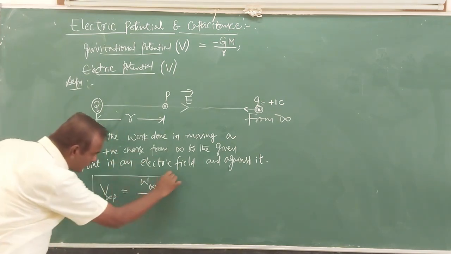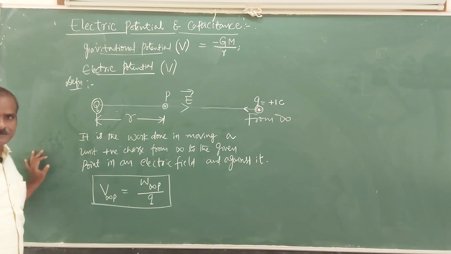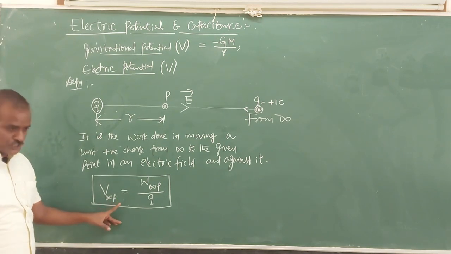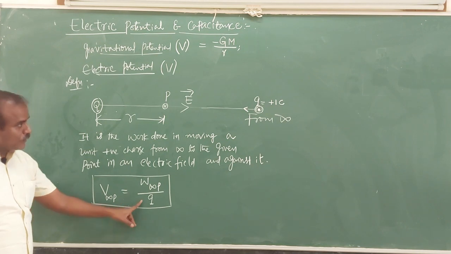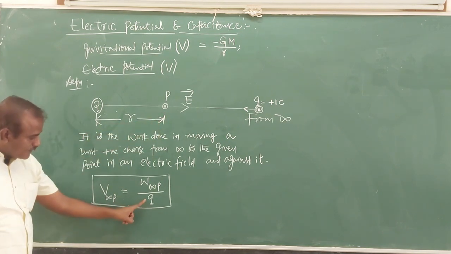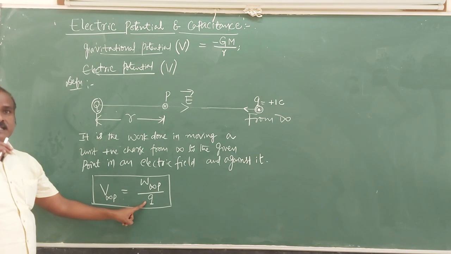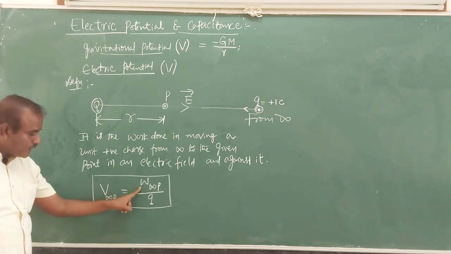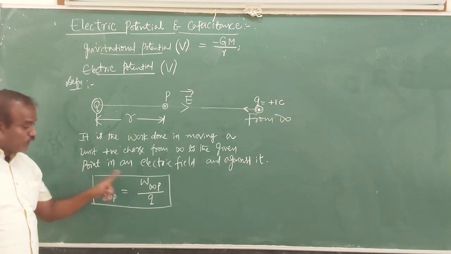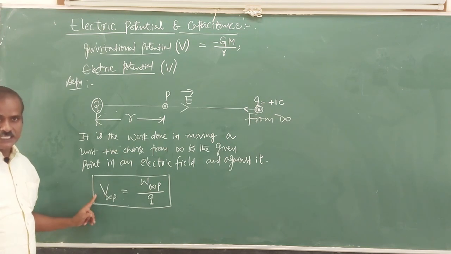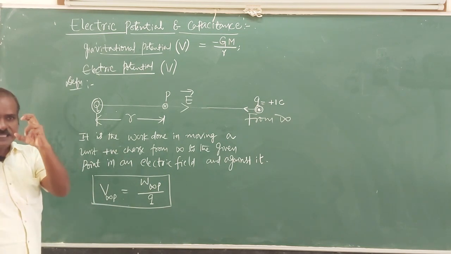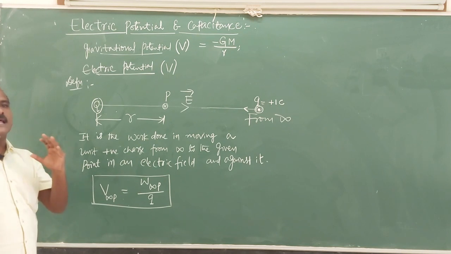This is the definition of electric potential. And the Q value is +1 coulomb. Therefore, if it is +1 coulomb, a unit positive charge, then work done is equal to potential. So potential in terms means the work done.